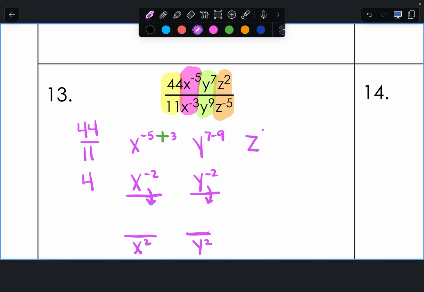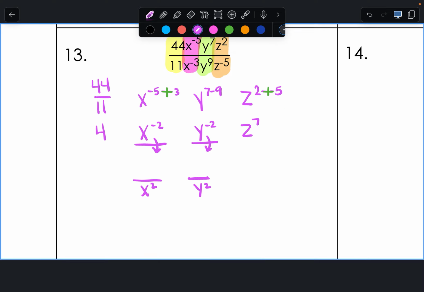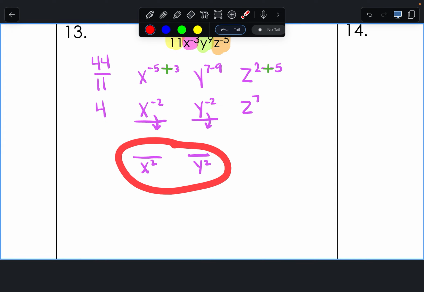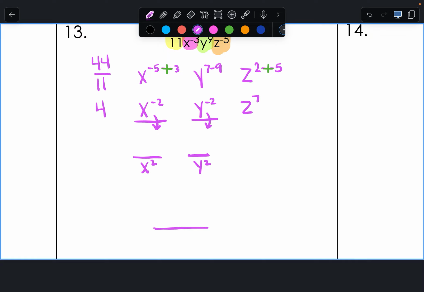All right, z. 2 minus what? 2 plus 5, negative 5. And minus a negative changes to a plus, so it'd be z to the 7th. Do we need to flip-flop that one? No, one's normal for once. But because we do have some denominators here, your final answer will be a fraction. 4 is a whole number, so it stays positive and stays at the top.